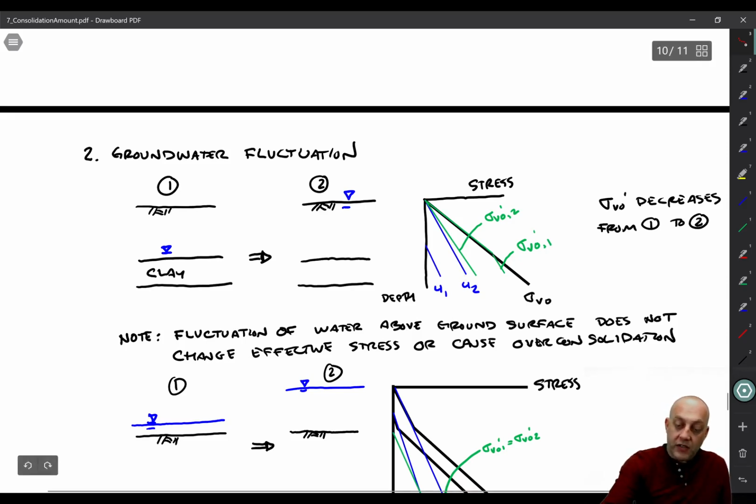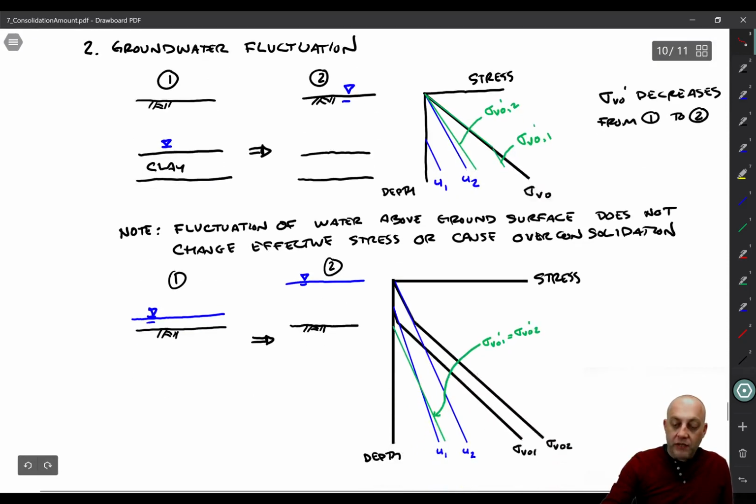So here is condition 1, the total stress and effective stress are the same above the water table, then they become different below the deep water table. So that's sigma V naught prime 1 right here. And then here's 2. It's going to be a lower effective stress condition. So that's going to be now overconsolidated. The clay will be overconsolidated because it was at a higher effective stress here in condition 1 than it is in condition 2. So the soil has been unloaded.